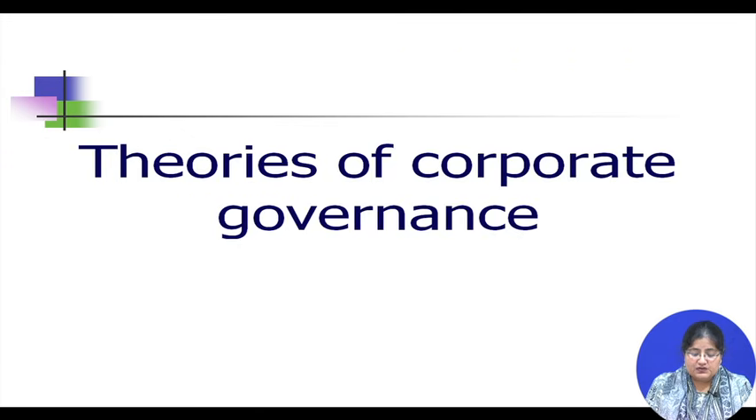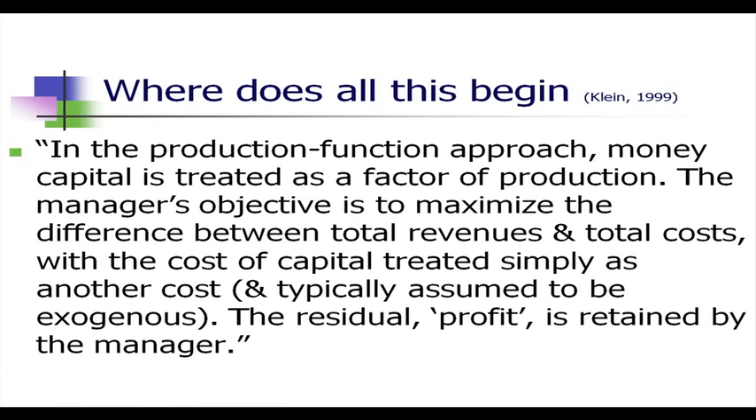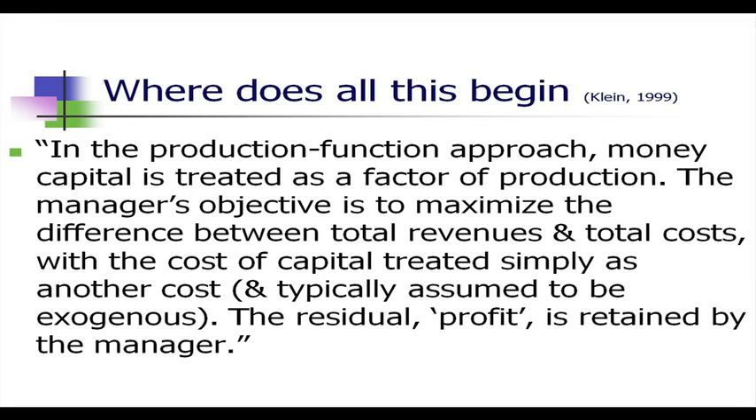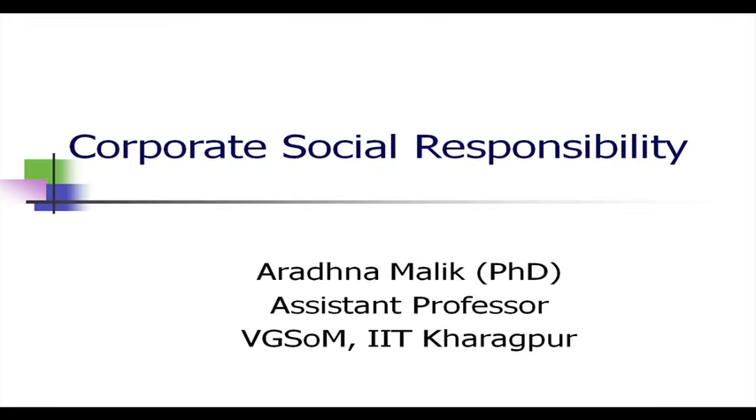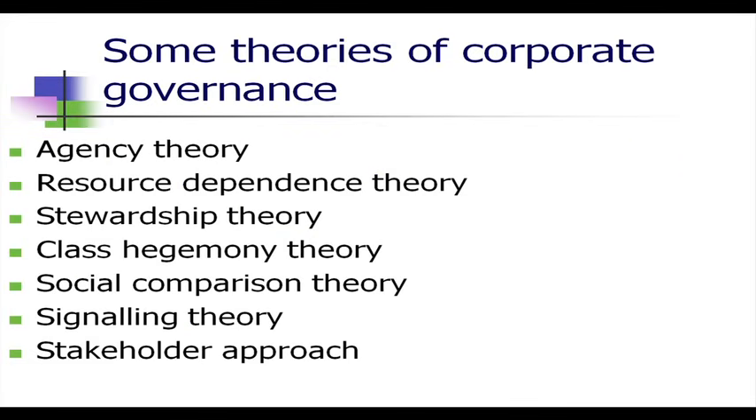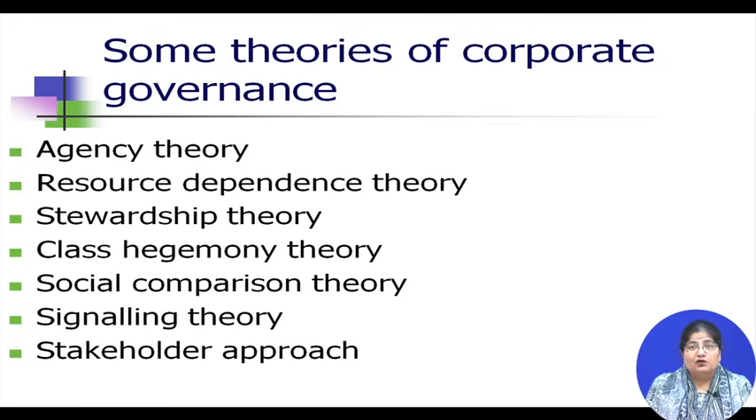In the previous class, we talked about the beginning of all of this. So, we talked about money making, we talked about money capital as a factor of production, we talked about the objectives of the manager and the owners. Okay, now in this class, we are going to refine that concept and we will talk about various theories of corporate governance. So, some of the theories under which corporate governance has been discussed are the agency theory, resource dependence theory, stewardship theory, class hegemony theory, social comparison theory, signaling theory and stakeholder approach.